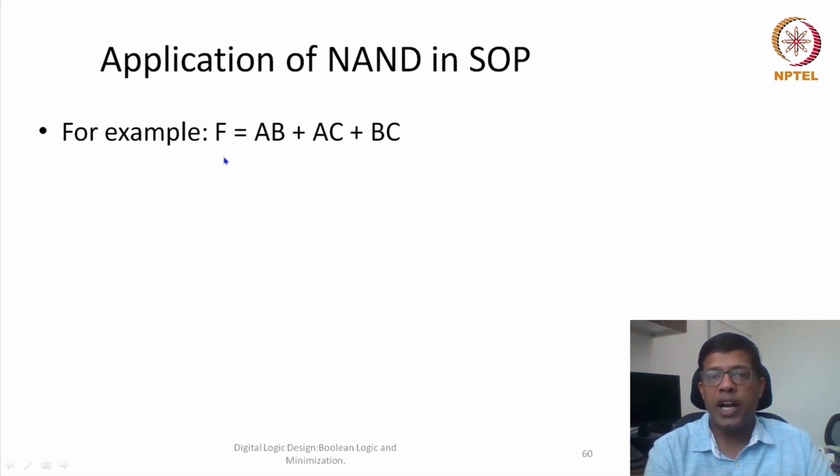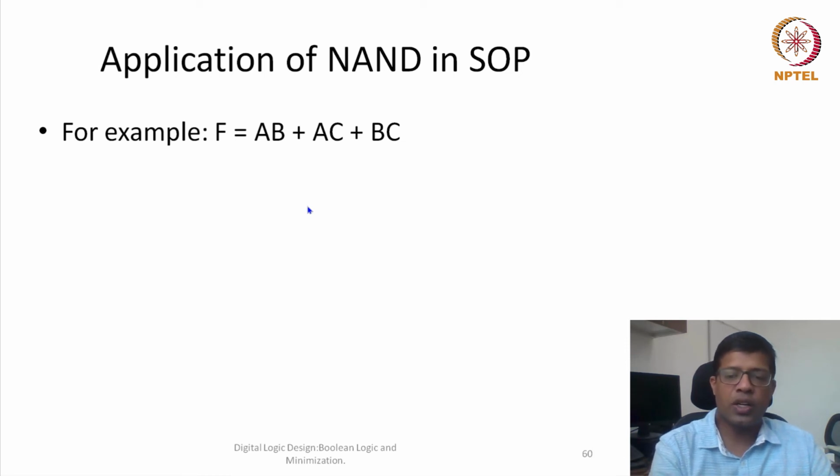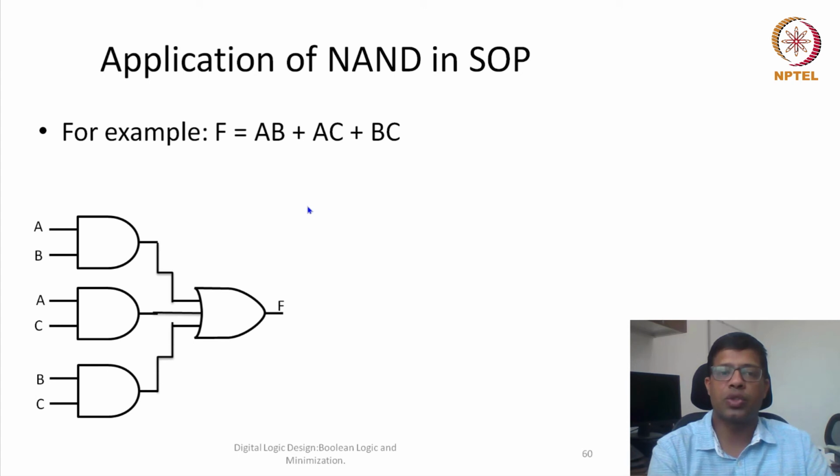So we don't see a NAND feature here, we don't see an inverted output. So how can a NAND gate be utilized? Otherwise, this is how it would be implemented: you'll have three AND gates with A and B as inputs, and AB, AC and BC would be the inputs, and the outputs of all of them would be given to an OR gate. Then the output we can see as F.